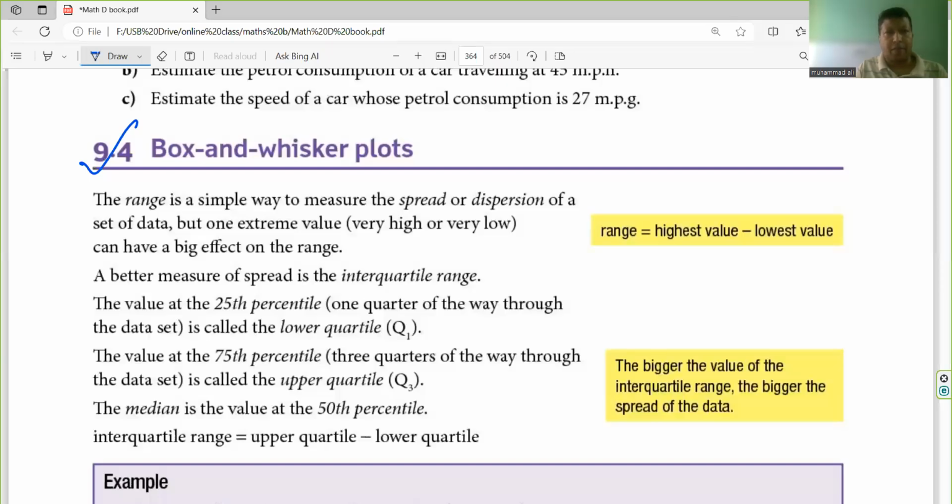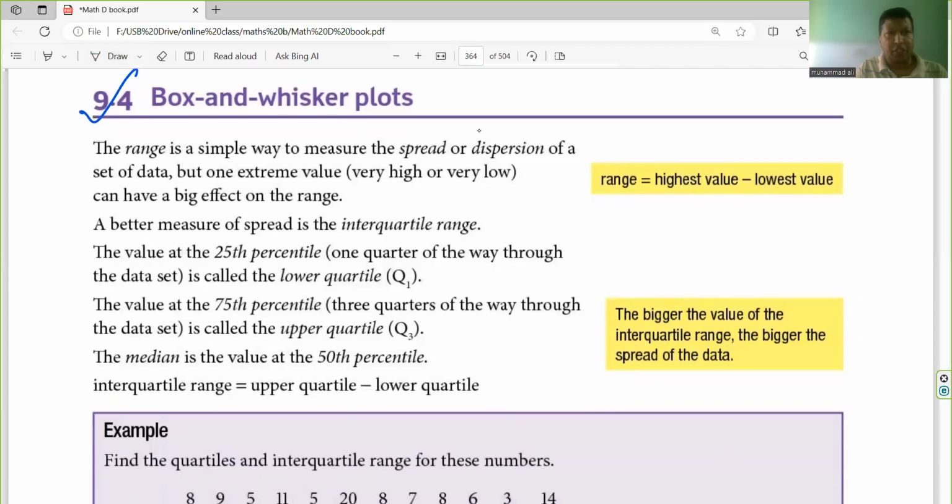Today we will discuss box and whisker plots. This topic is included in the mathematics book. So at first we try to understand some definitions.